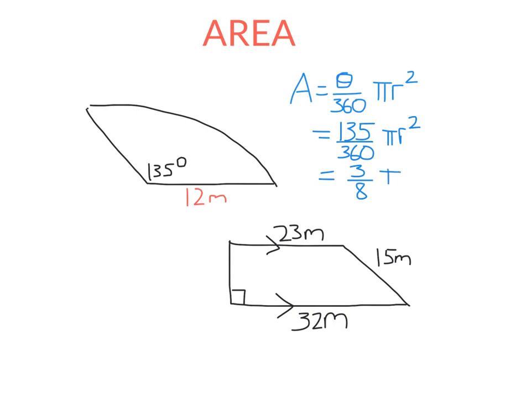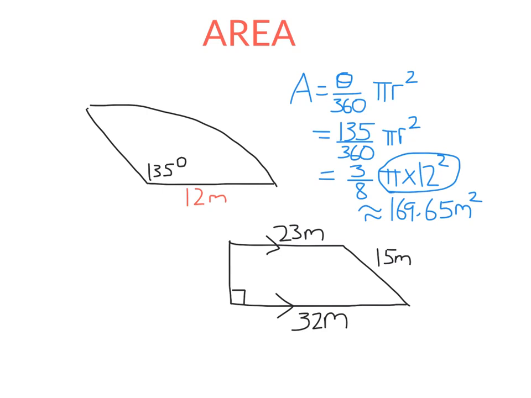So we find the area of the whole circle, which is pi times 12 squared. This is the area of the full circle, and we times it by 3/8 because this is 3/8 of a circle. So if we put that on our calculator, we get about 169.65. Now, whenever you're in area, it's units squared. So this will be meters squared, and then we're done.